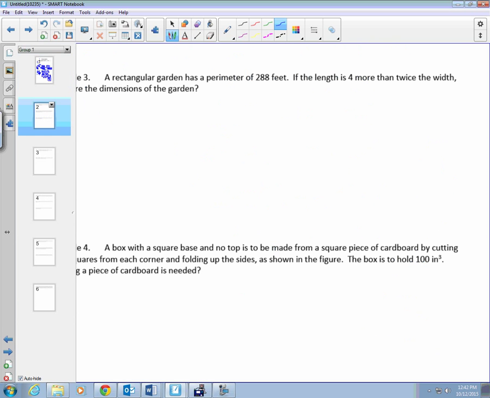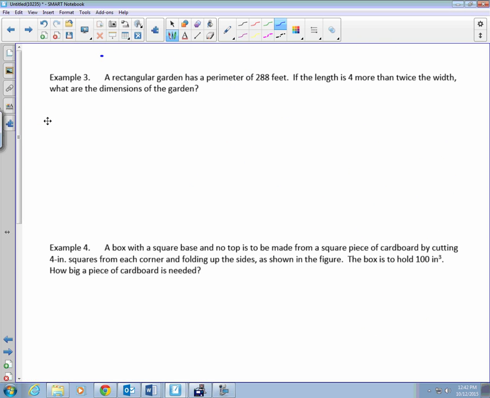Turn it over. We're done with consecutive numbers in practice. We'll give you some work to practice that. We're on to shapes and area and volume and things of that nature. So this problem: a rectangular garden has perimeter 288. If the length is 4 more than twice the width, what are their dimensions?